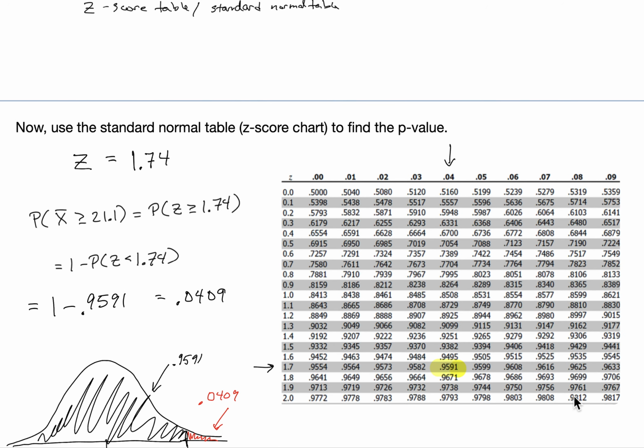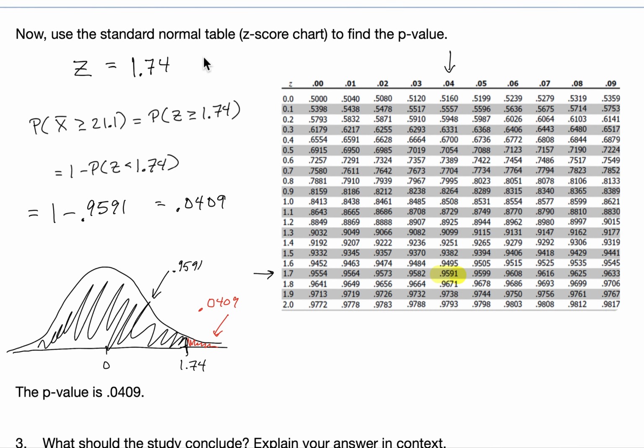Okay, we're now going to use this standard normal table or z-score chart to find the p-value. We're looking at the positive z-score side, since this is a positive z-score, 1.74 standard deviations, almost 2 standard deviations above the mean. Remember, with this z-score chart, the row gives the first decimal point, and the column gives the second decimal point. So that's 1.74, and we get a probability of 0.9591.